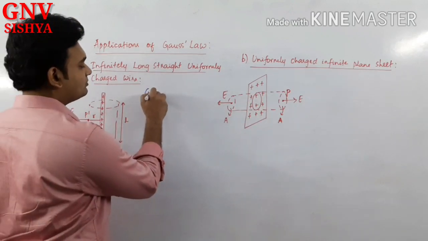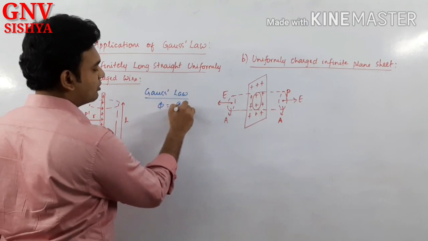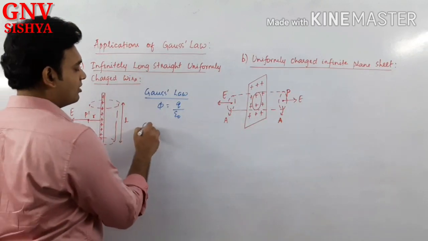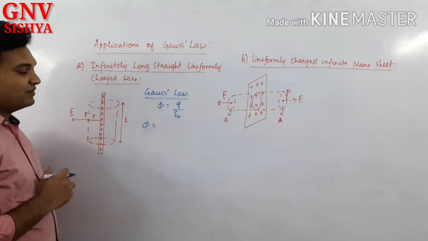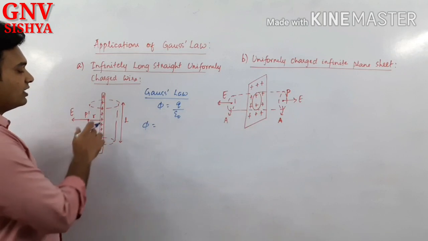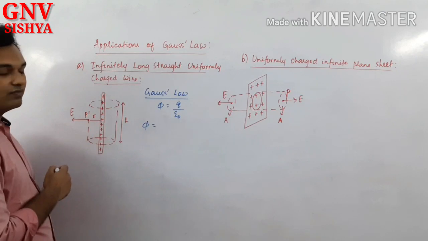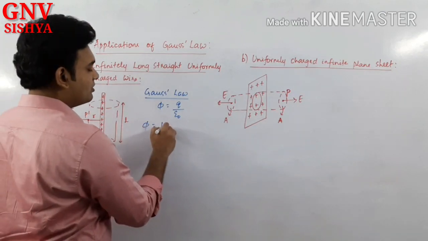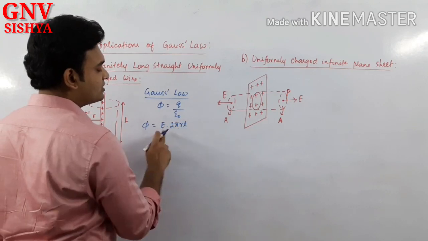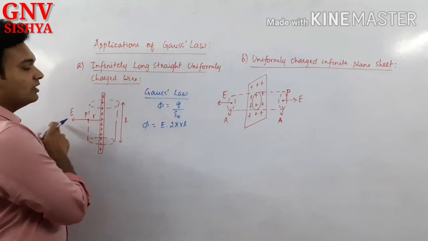Now what is Gauss's law? Gauss's law is given as phi equal to Q by epsilon naught. Now phi can be written as electric field multiplied by the surface. The flux coming out of the side surface, the curved surface of the Gaussian cylindrical surface that we have taken, we have to write here. So flux will be equal to electric field multiplied by the curved surface area, which is 2 pi RL. The curved surface area for a cylinder is 2 pi RL. That will be the flux coming out.